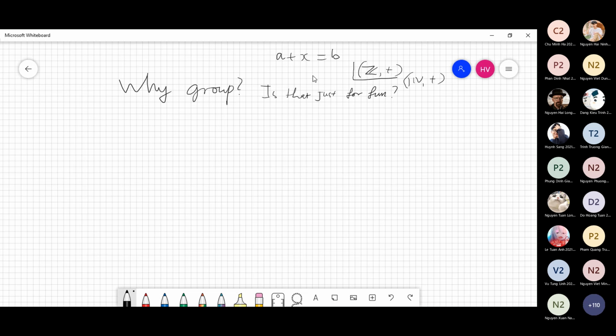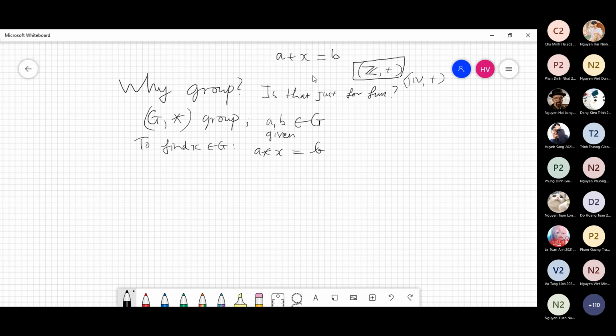Why can we solve this equation? Because Z with plus has the structure of a group. Generally, if you have (G, *), which is a group, then for A, B in G, which are given, you can solve. We can find x from this equation A * x = B. Let me tell you how to solve this.